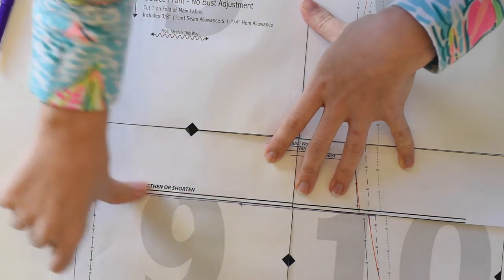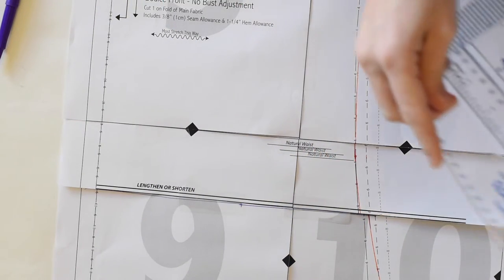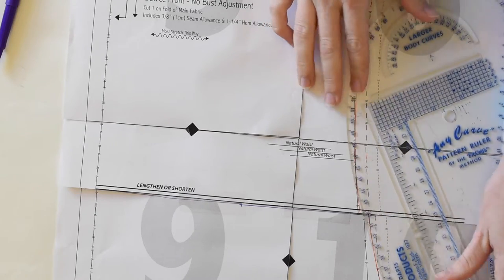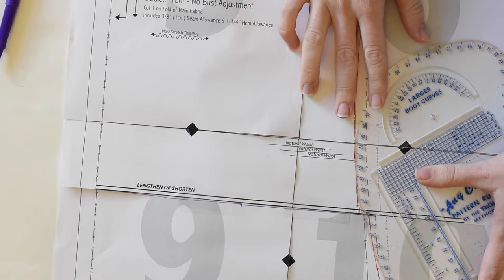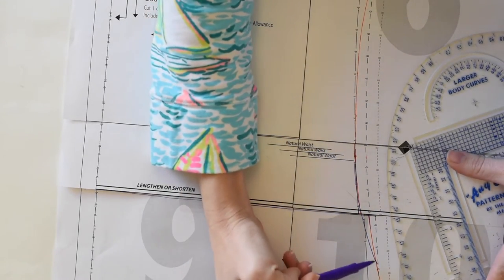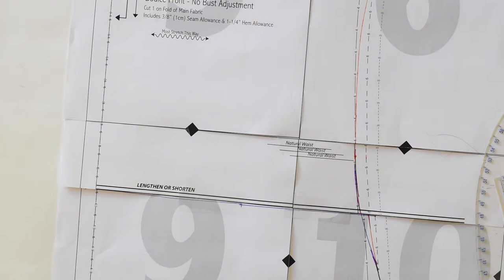Tape your pattern together. And then re-blend this curve, so we have a nice even line. Probably want to curve that out a little bit more. There you go. You just lengthened or shortened your pattern.